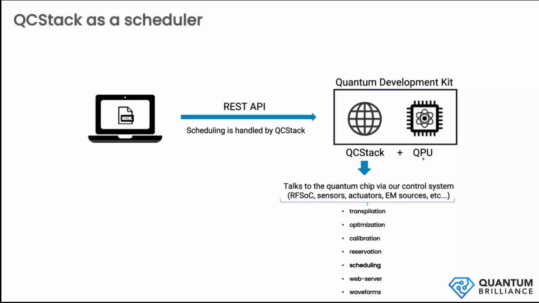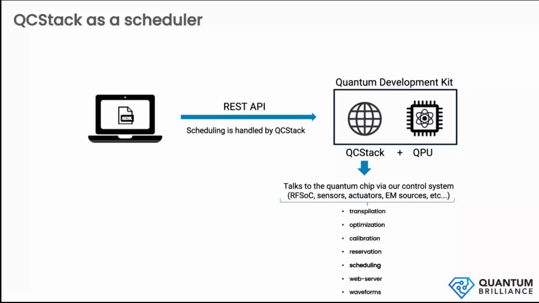So the idea, in this simple picture, is that the client just sends information via an API call to the QC stack, the software. The software takes that information and then transfers it to the control system, which includes in our case the radio frequency system on chip, sensors, actuators, electromagnetic sources, and so on. There is a communication of the software with the control system, and this control system is the one that interacts with the quantum chip. So in our case, this software does a lot of things: transpilation, optimization, calibration.